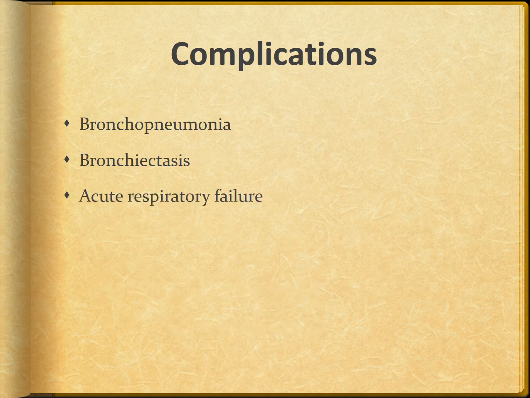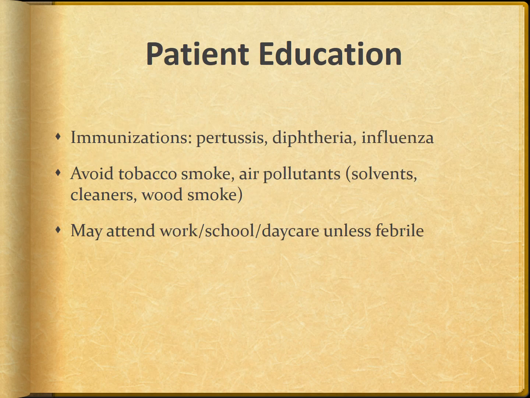Some complications that we found, bronchopneumonia would be one of them, bronchiectasis, and acute respiratory failure could be complications of bronchiolitis. So you want to tell the parents of young infants and your pediatric patients about immunization. So your Tdap, your flu vaccines, those are real important to prevent bronchiolitis and in general upper respiratory infections.